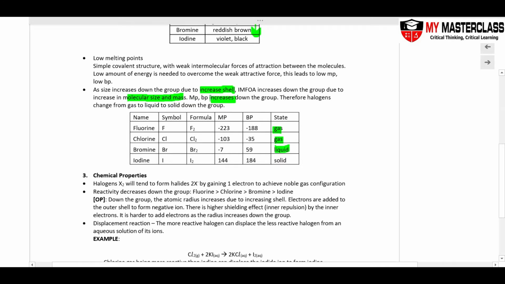So these intermolecular forces of attraction are like magnetic attraction. Okay, they are not physical bonds, they are just an attraction. It's like a magnet. So if I have a small magnet, the attraction is quite weak. But if my magnet gets bigger, the attraction becomes stronger. So as the molecule size increases down the group due to increasing shells, the attraction forces become stronger. So this will lead to higher melting point and boiling point. And as a result of this, the state of your group 7 halogens changes from gas to liquid to solid. Iodine and below is solid.